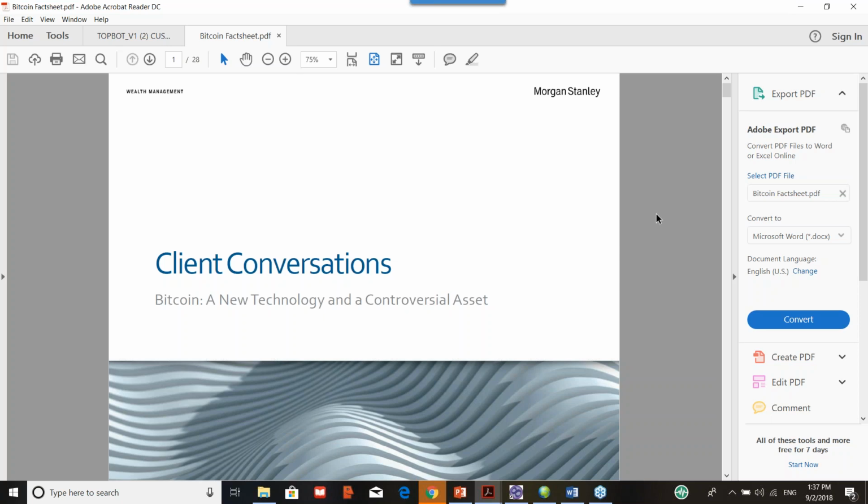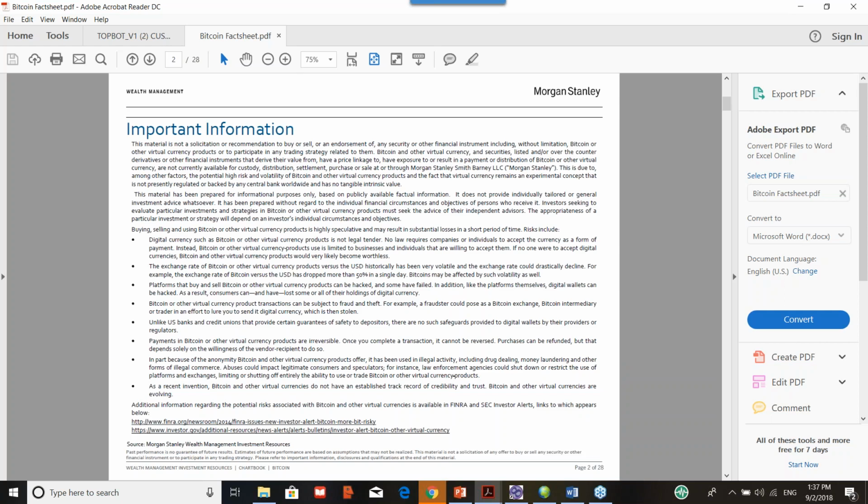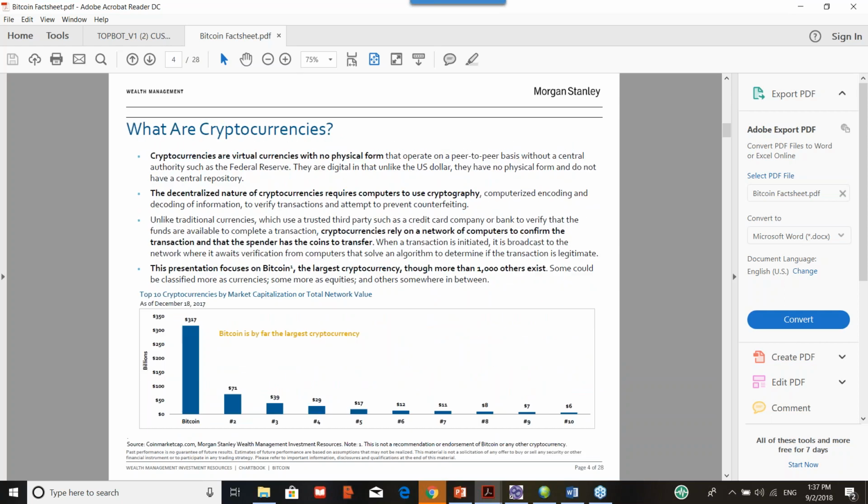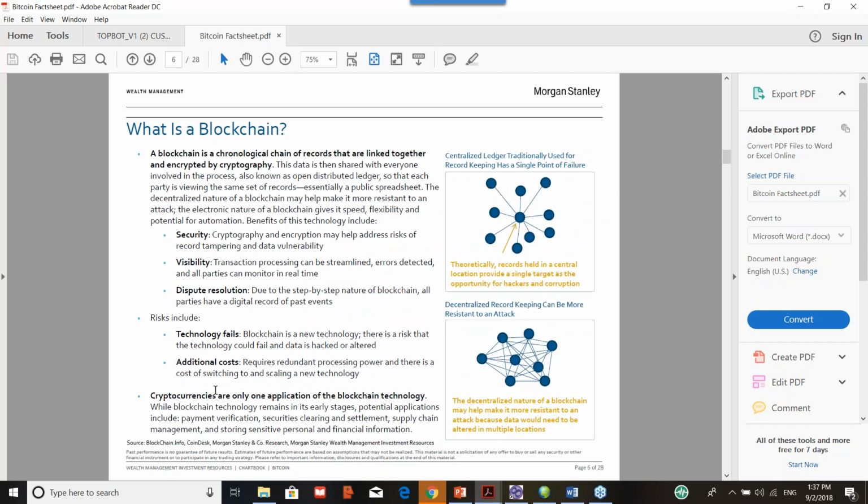But this particular document was produced by Morgan Stanley, and I have to say, the information in here is incredible. I'm not going to read it. It would take me too long, and it'd be a waste of time. I'm going to send it to you tomorrow as part of the course. I suggest you read it. It's got everything you need to know about what a blockchain is, how the security of blockchains works, and what a cryptocurrency is. There's now, I believe, over 1,500, and they're growing.